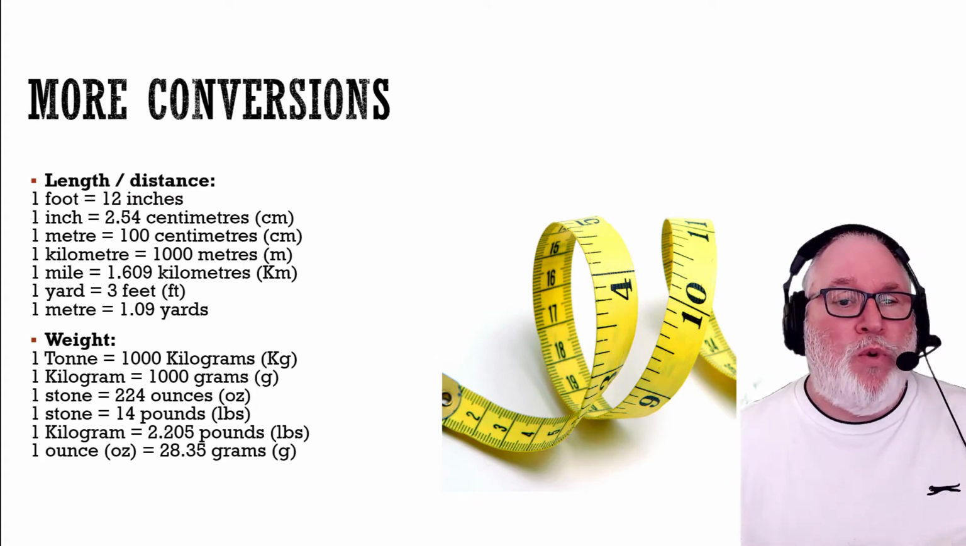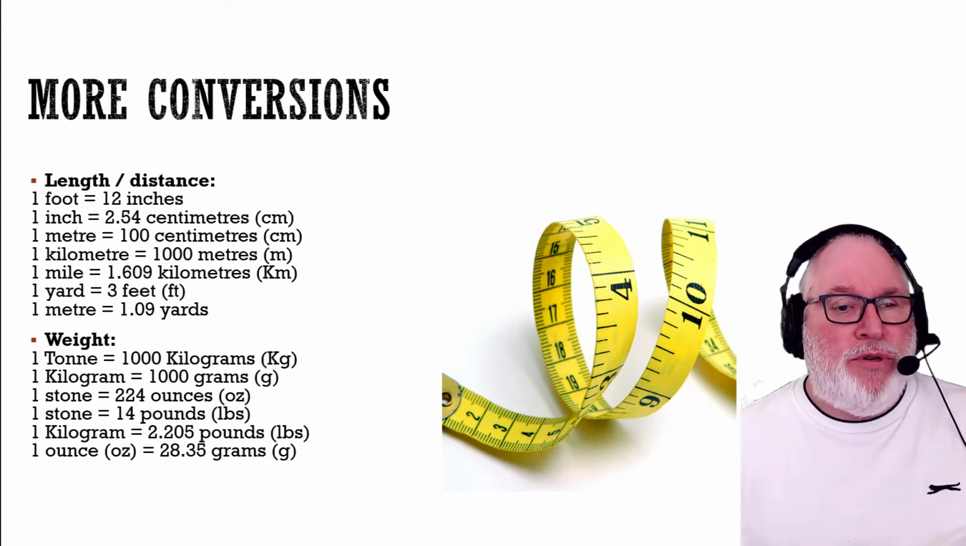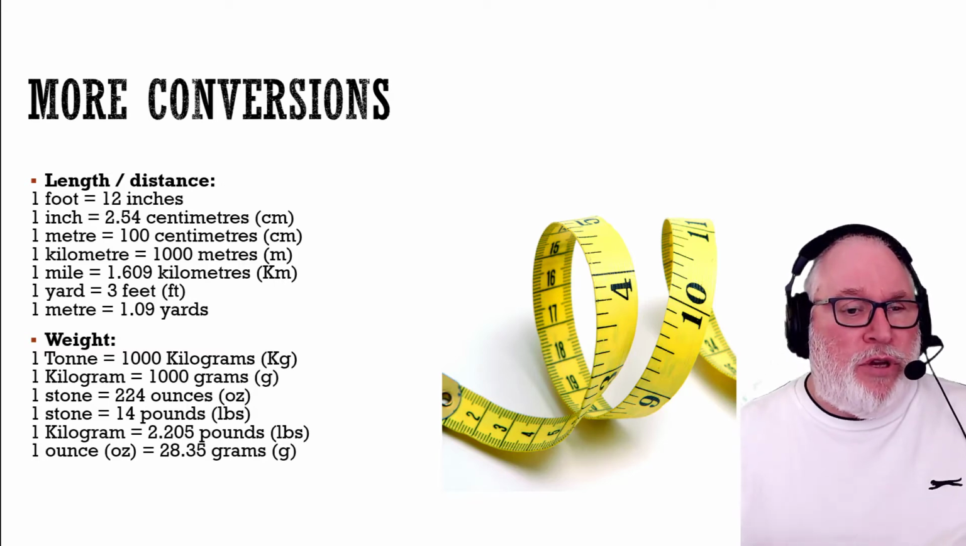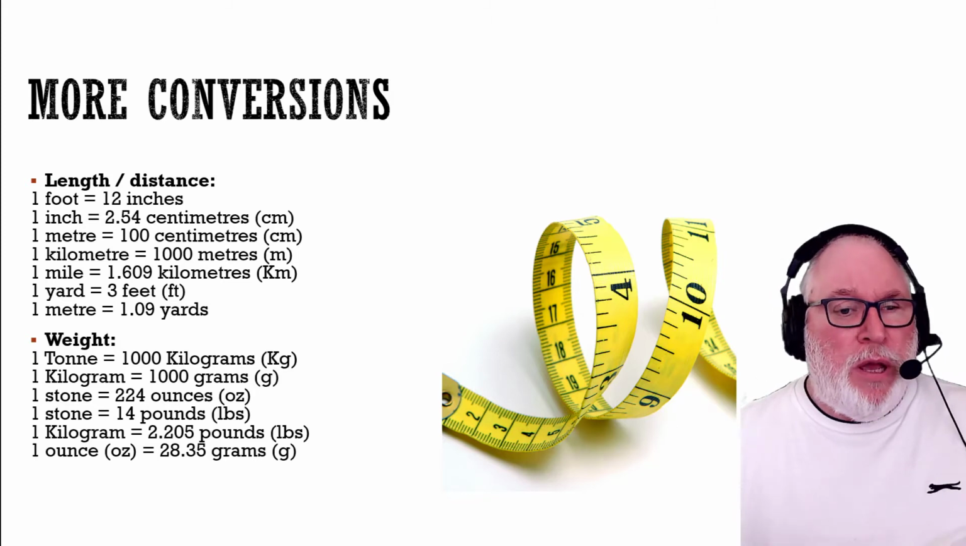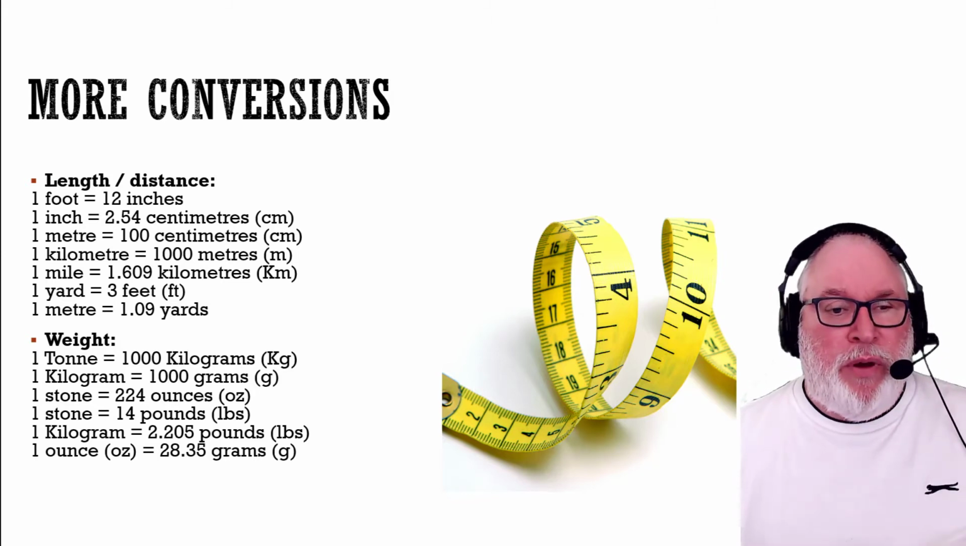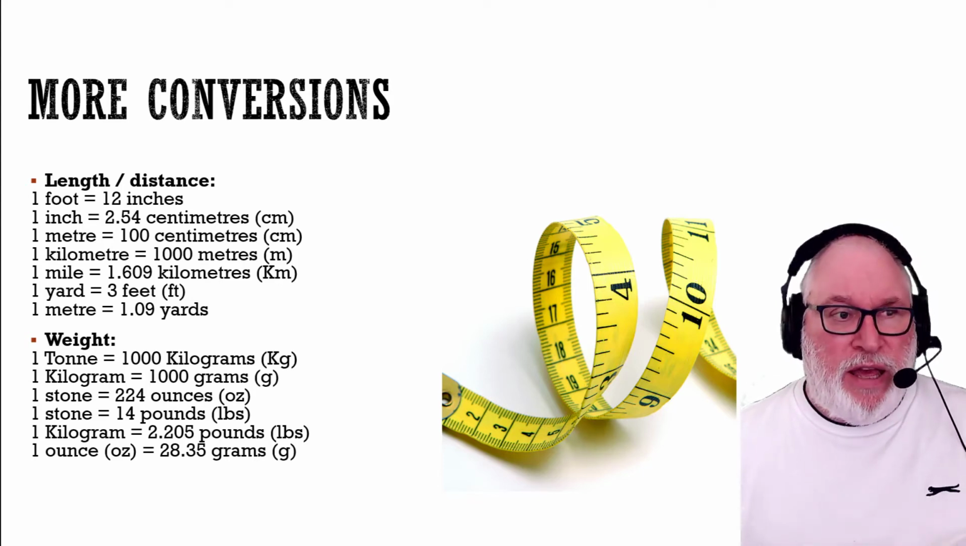So 1 stone equals 224 ounces. 1 stone is also 14 pounds. You hear people still saying, "Oh, my weight is so many stones and pounds." So you then know that the pounds part would be under 14. So remember, that's how we put things together.